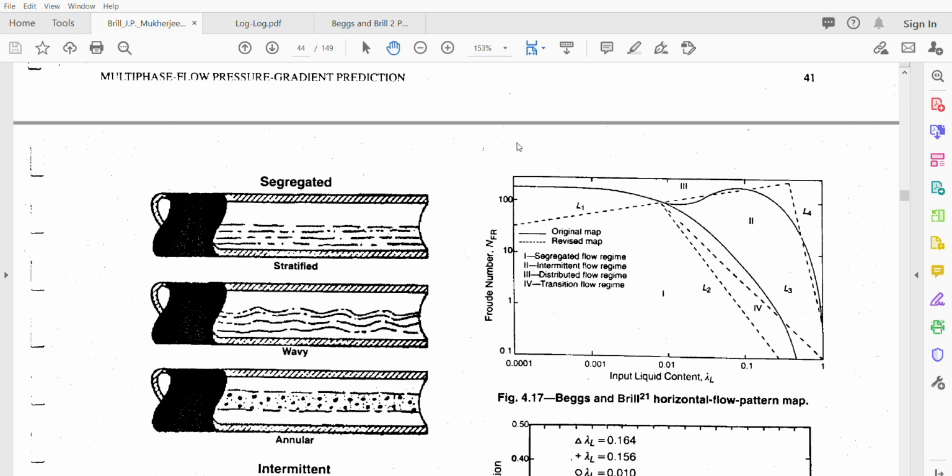This is the third part of day 1, two-phase flow, Beggs and Brill.